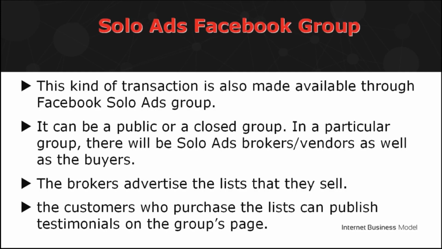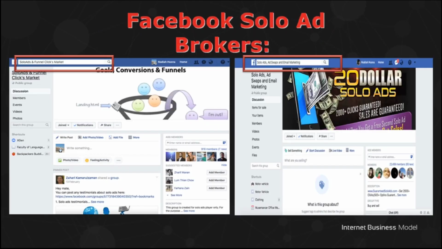This kind of transaction is also made available through Facebook Solo Ads Group. It can be a public or a closed group. In a particular group, there will be solo ads brokers, vendors, as well as the buyers. The brokers advertise the lists that they sell. Meanwhile, the customers who purchase the lists can publish testimonials on the group's page. Therefore, the members of the group will get direct feedback, and this will enable them to weigh their selection of lists. Examples of Solo Ads Facebook groups are as follows.